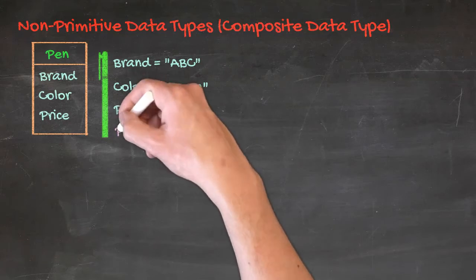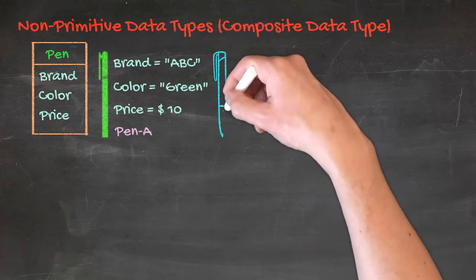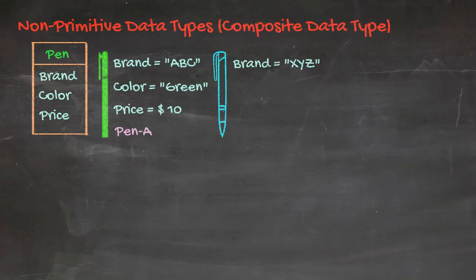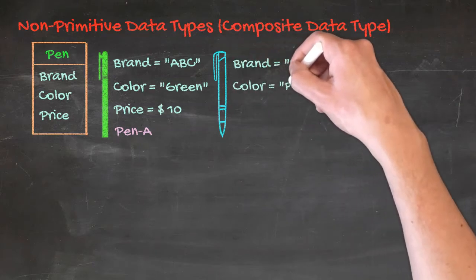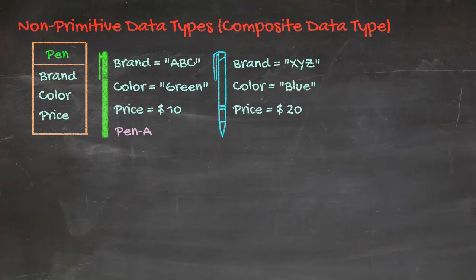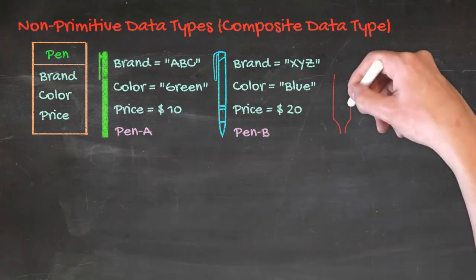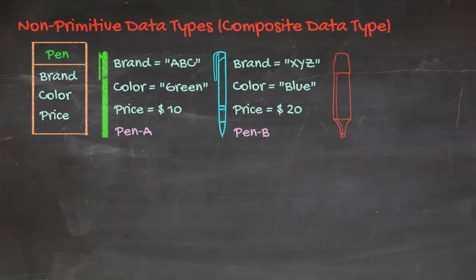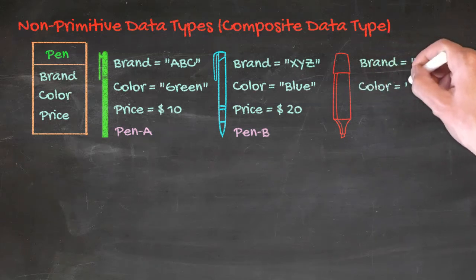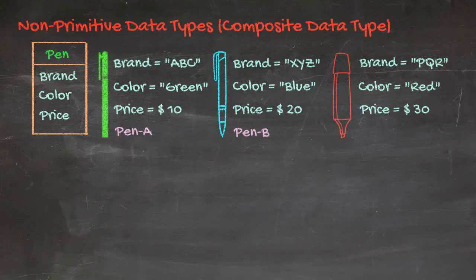Let's name this pen as pen A. Likewise, let's define another two pens. This pen's brand is XYZ, color is blue, and the price is $20. Let's name this pen as pen B. Now let's define another pen. Its brand is PQR, color is red, and the price is $30.